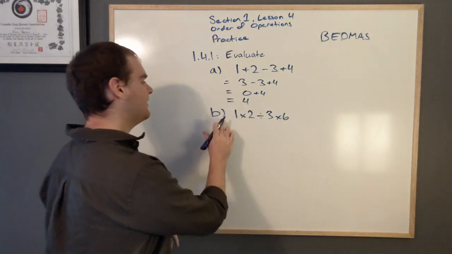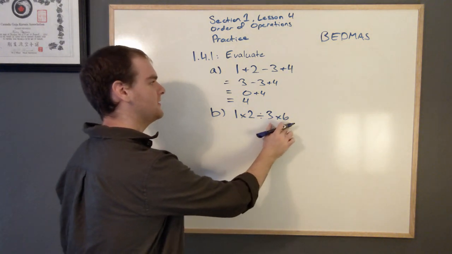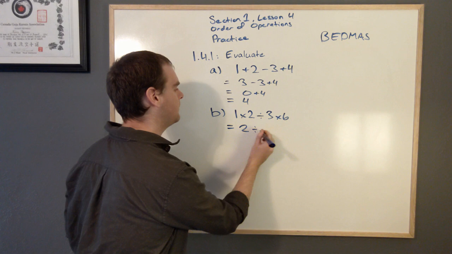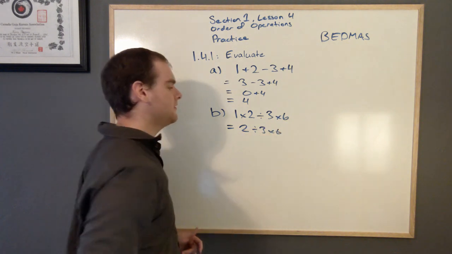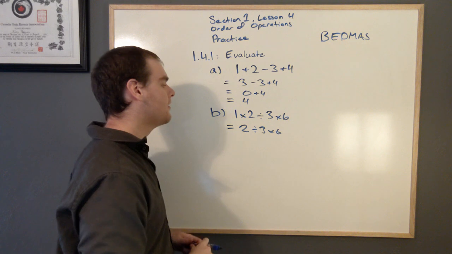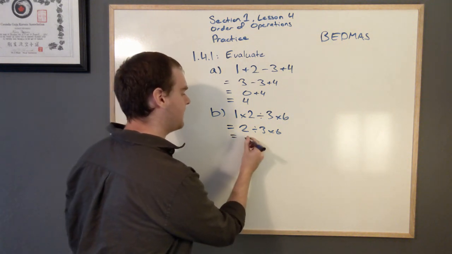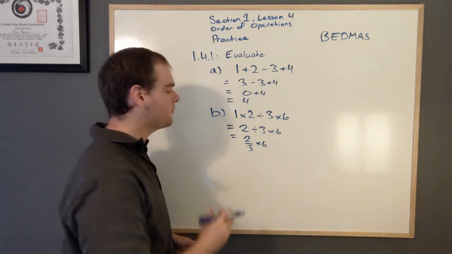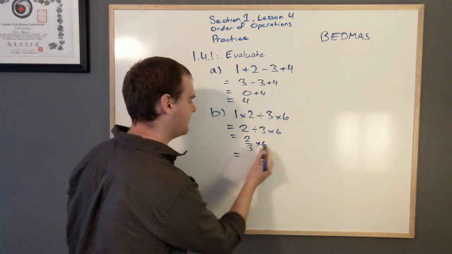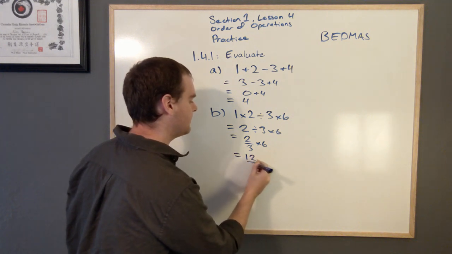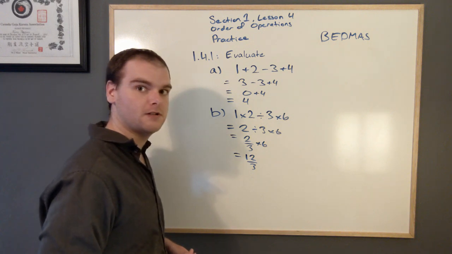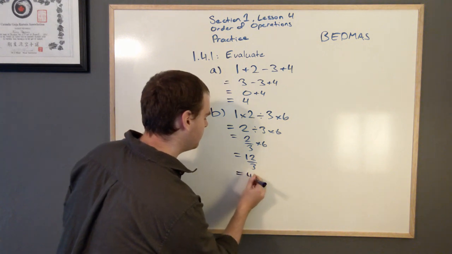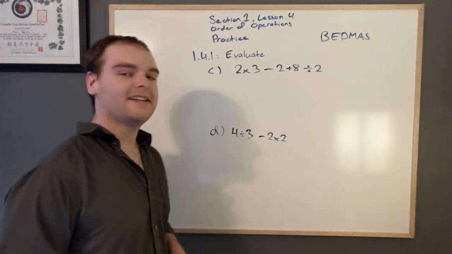There we go. Next, 1 times 2 divided by 3 times 6. So first, 1 times 2, well that's easy, that's just 2. 2 divided by 3, I'm going to leave that as a fraction. 2/3 times 6 is 12/3. As a fraction, I can simplify this fraction. That's just 4.